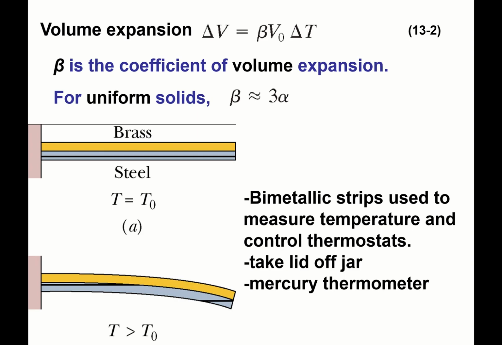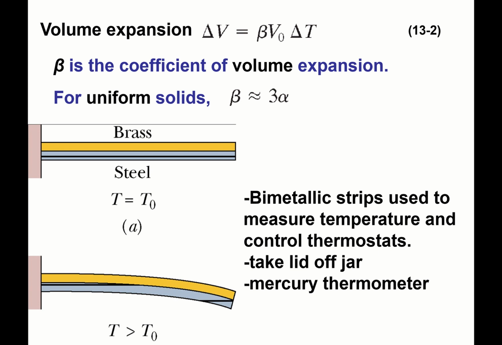Of course, if an object is three-dimensional, its whole volume will change: its length, its width, and its height. For volume expansion, the change in volume is essentially the same equation. All I've done is replace the initial length with the initial volume V, and instead of alpha, we use beta, the coefficient for volume expansion. For most uniform solids, it's about 3 times the linear expansion.